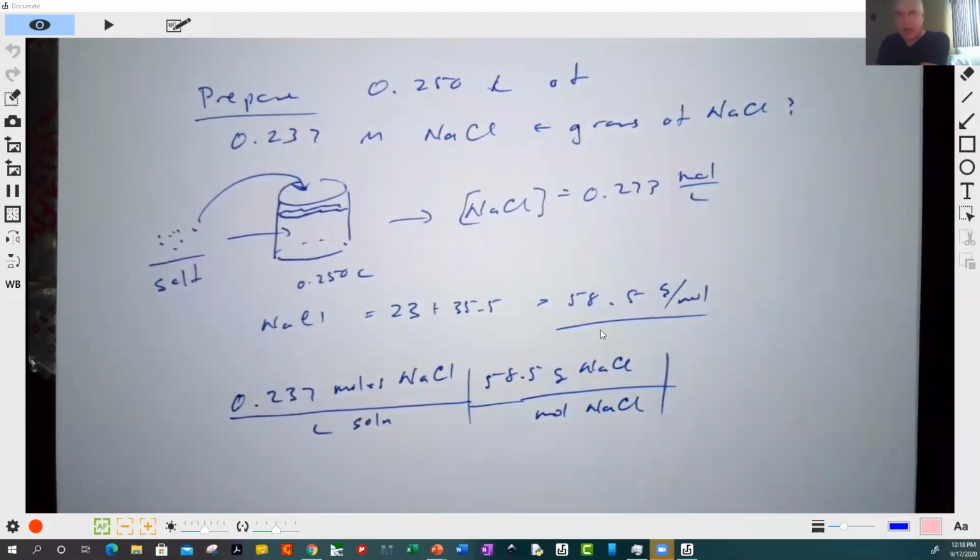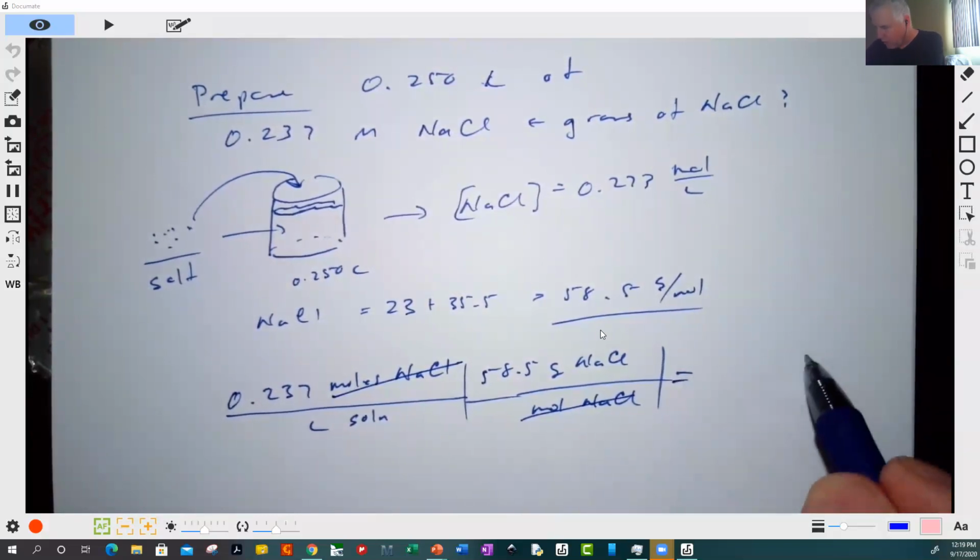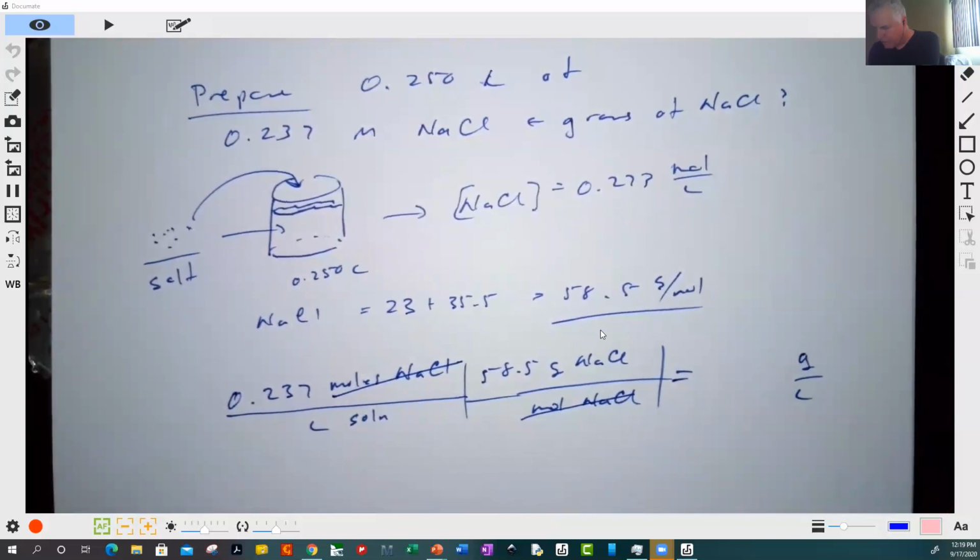Excellent. Now let me ask you this. What have you got once you do this? We would be figuring out how many grams of sodium chloride we have from the concentration. Right, exactly. And so let's look at the units here. Moles of sodium chloride cancel, and the unit comes out to grams per liter.